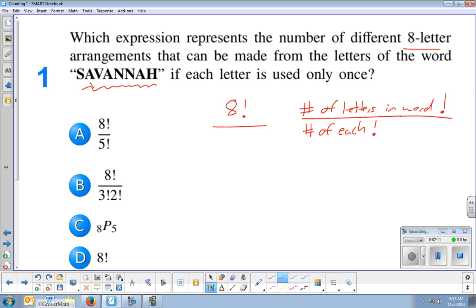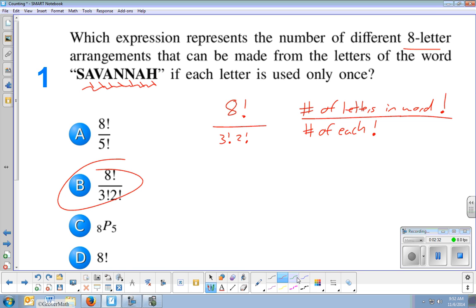So how many A's are there? There's 1, 2, 3 A's, so that would be 3 factorial. How many V's? There is 1 V, so I'm not going to bother with the 1. And how many N's? There are 2 N's, so that would be 2 factorial. Covered the A's. And how many H's? Only 1 H. And so that's it, and that's why the answer here is B.